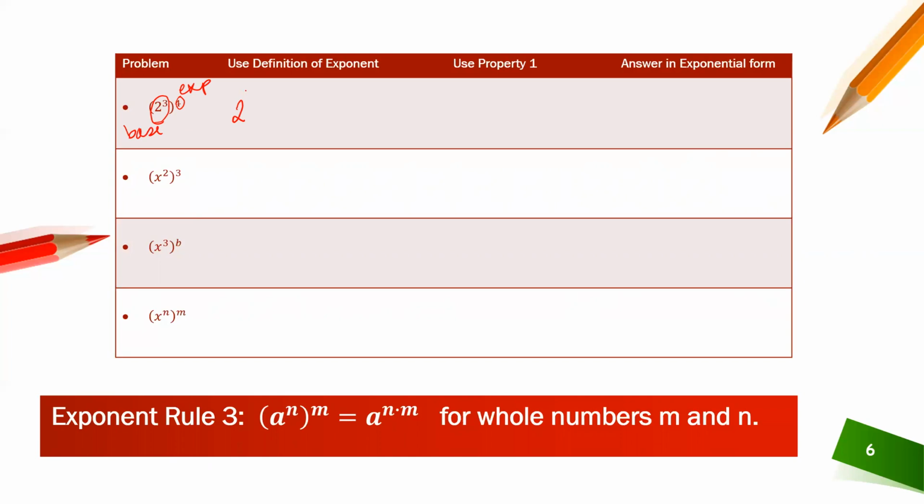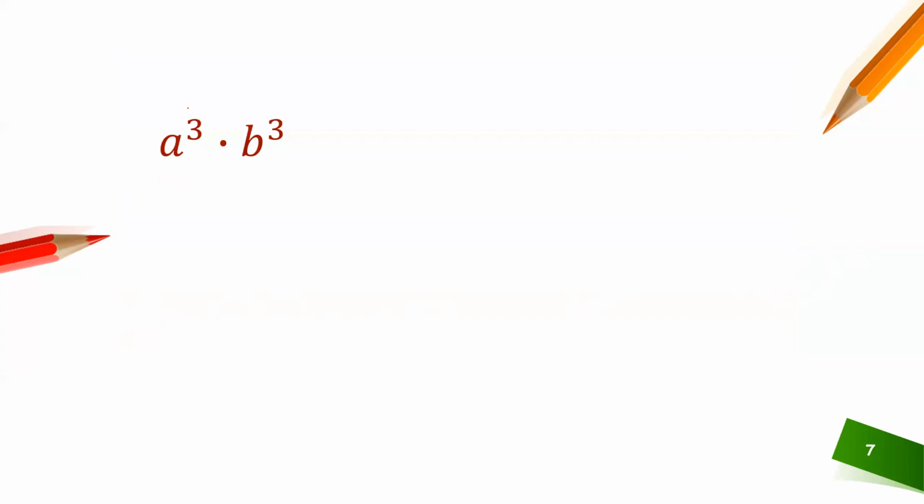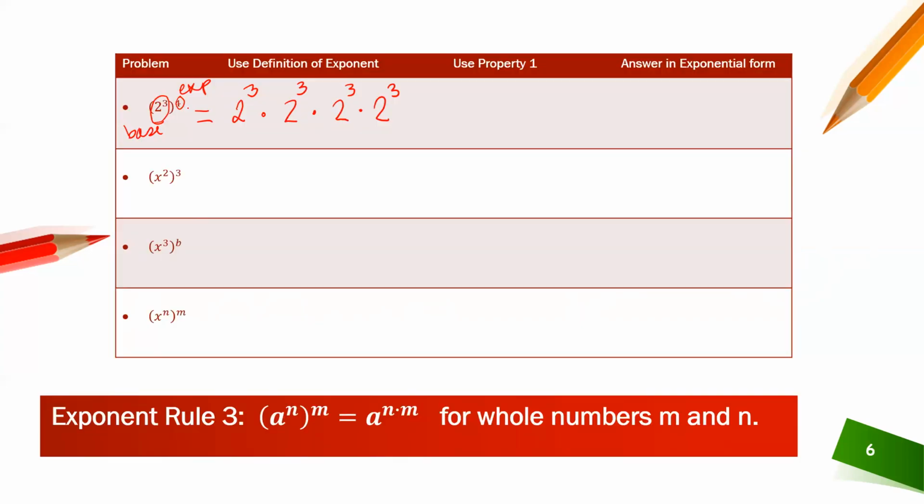So I have 4 copies of 2 to the 3rd power, right? How did I get that? 4 is the exponent, and the exponent goes on top of the base. So my base really is 2 to the 3rd power. That's the base, right?